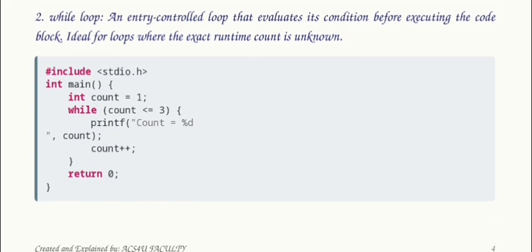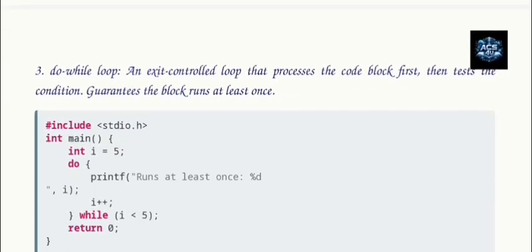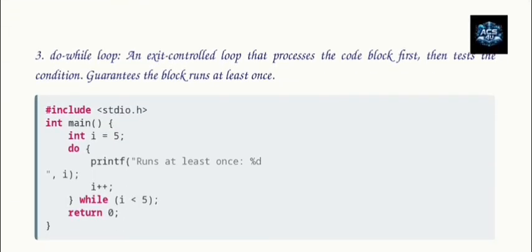Next, there comes the while loop. It is an entry control loop that evaluates its condition before executing the code block. It is ideal for loops where the exact runtime count is unknown. Please note down the program shown below. Next, there comes the do while loop. It is an exit control loop that processes the code block first, then tests the condition, which guarantees the block runs at least once.